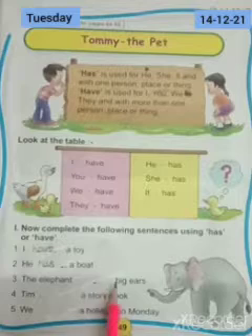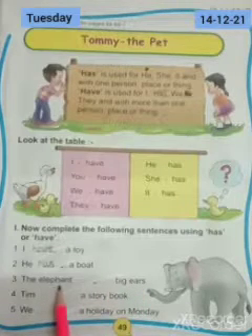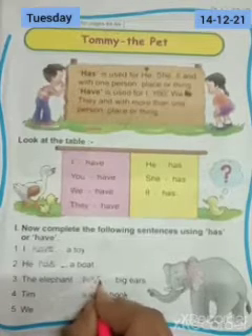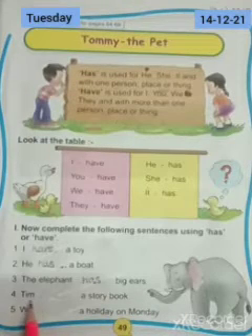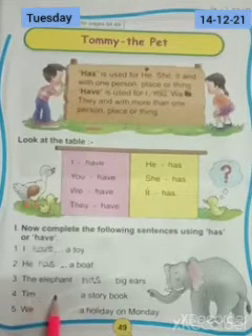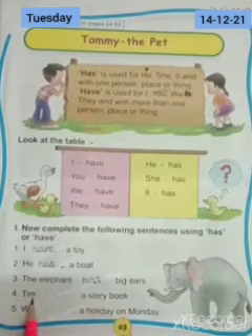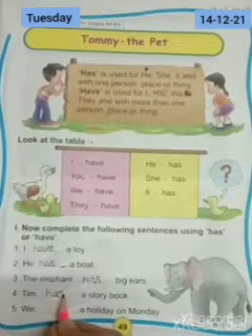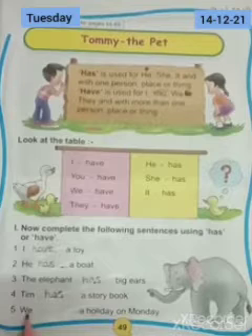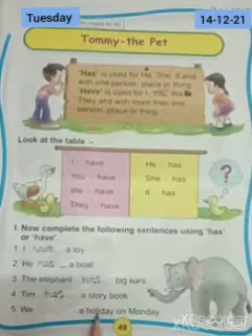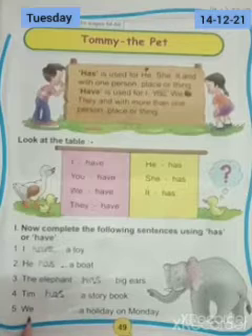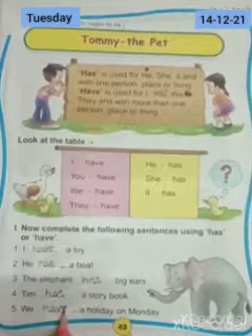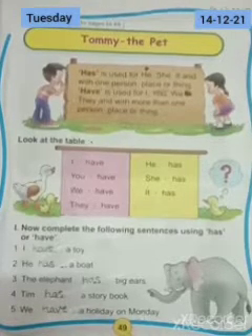The elephant dash big ears. Children, we are talking about one animal. So we will write has over here. The elephant has big ears. Now read the next one. Tim dash a story book. We are talking about one person. So we will write has over here. Tim has a story book. Read the last one. We dash a holiday on Monday. We are talking about more than one person. So we will write have over here. We have a holiday on Monday.